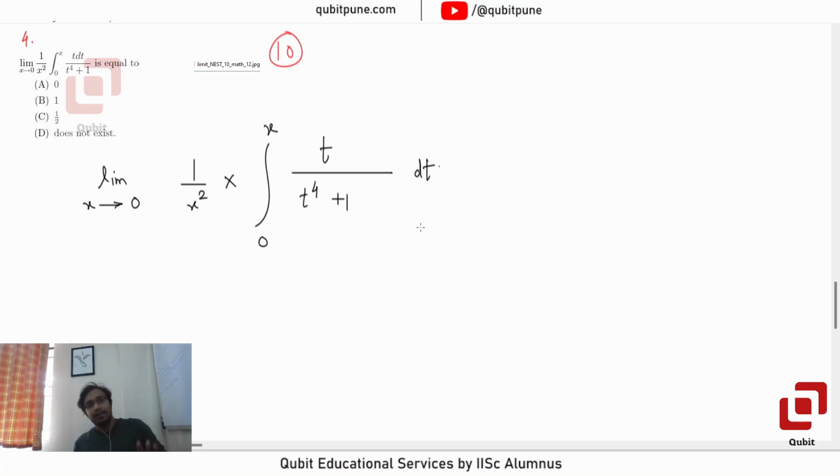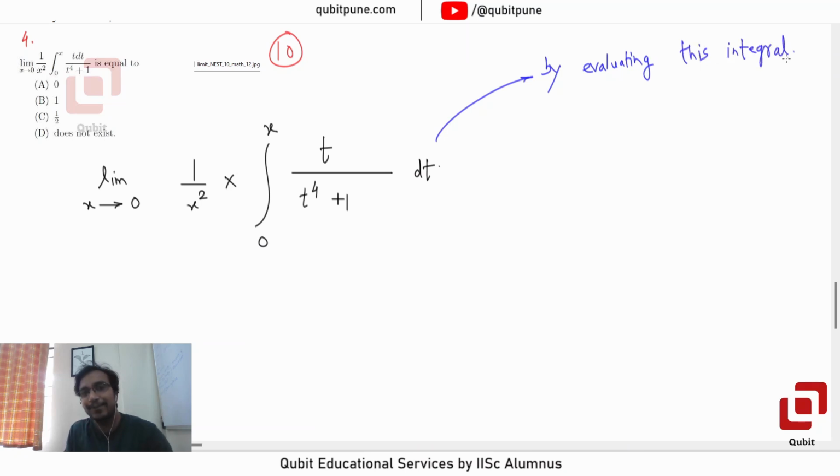Now there could be two ways to solve this problem. First, by evaluating the definite integral, and second, without evaluating the definite integral. Any way you can choose. And suppose we wished to solve this problem by evaluating the integral first. Well, I'm not going to do that, but I will give you that as homework.